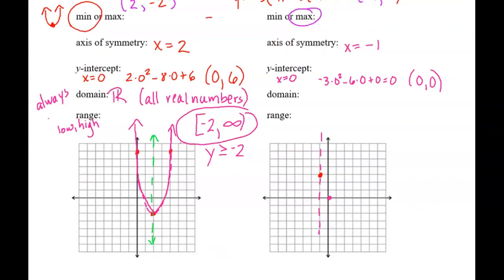So I'm going to plot that. Now, we actually have enough. So if that's 1 to the right, I'm going to go 1 to the left, and I know the other point is there. And so then we can make our curved parabola.